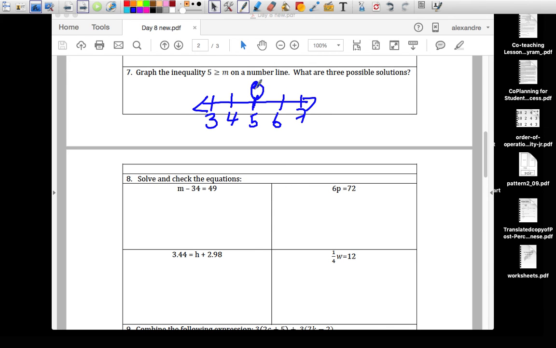So is 5 part of the solution? Yes, it is. So what numbers can I replace m to make that true? So let's take a ridiculous number. And I asked you in class to pick a large number. Let's pick 1,000. Is 5 greater or equal to 1,000? No, it's not. Let's pick another number. 500. Is 5 greater or equal to 500?